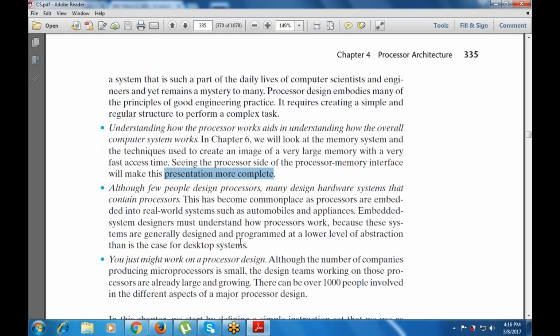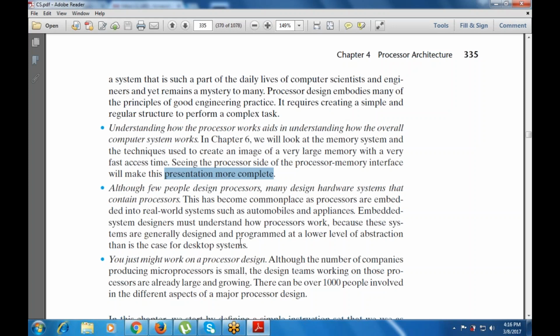For example, a common place where a processor is used is embedded in a real system, such as automobiles, appliances, or whatever the scenario. The embedded designer must understand how the processor works and how we are going to use it, because these systems are generally designed and programmed at a lower level of abstraction.